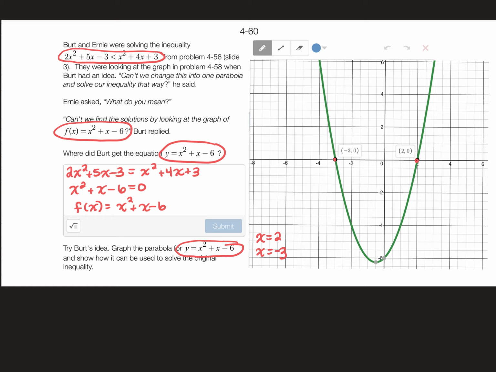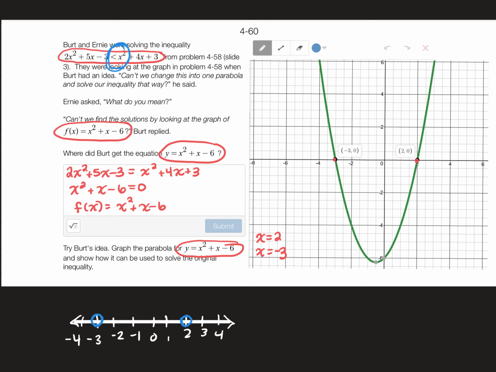So what that tells us is, if we think about our number line, like we did in the previous problem, where we have our number line, and let's say we go negative 3, negative 2, negative 1, 0, 1, 2, 3, and so on. The 2 and negative 3 that we identified by looking at the parabola represent the boundary points for our number line. So we know, and again, going back to the original inequality, it's a less than symbol, not a less than or equal to. So we know we're going to have open circles on negative 3 and 2.